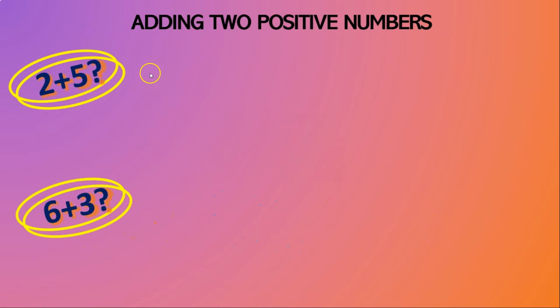So the first two problems we're going to be tackling today are super easy. It's basically adding two positive numbers. So let's see the two problems we're going to be solving today. So 2 plus 5 and 6 plus 3. Remember, we're going to be using only the number line to solve these problems. So let's begin with number 1. Because we have 2 plus 5, we have to remember, we have to start at 2. So we're going to draw our number line.